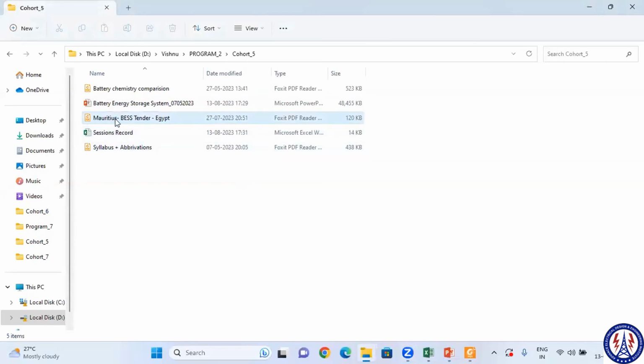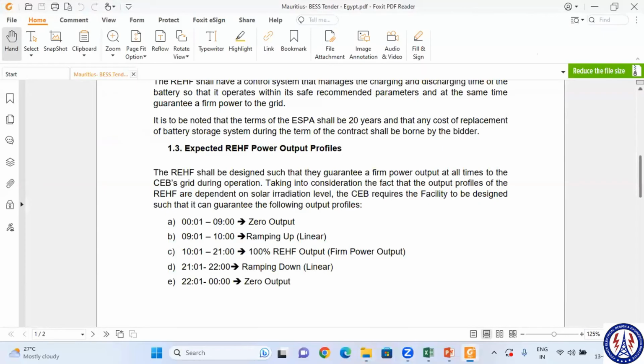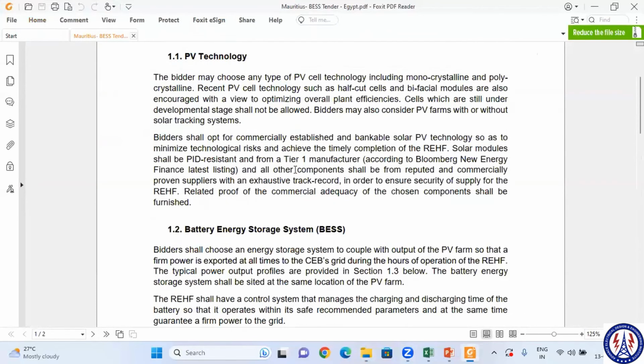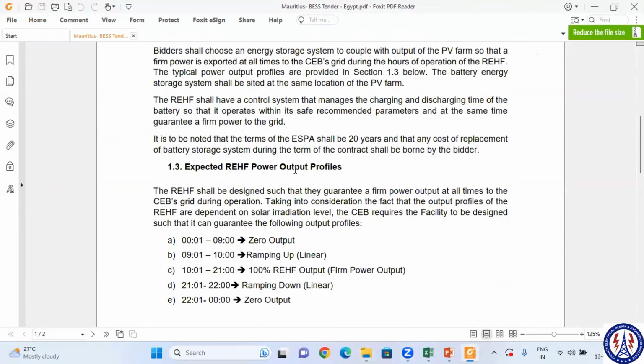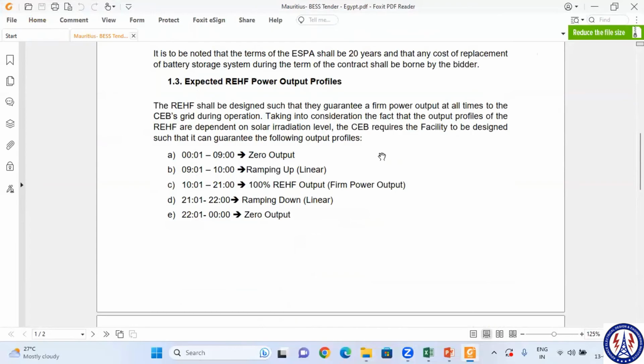So, tender document, right? Yes, that's it. It's the same. Yes, this is what I was asking about. Exactly. Just a minute. We need to reform the inputs.